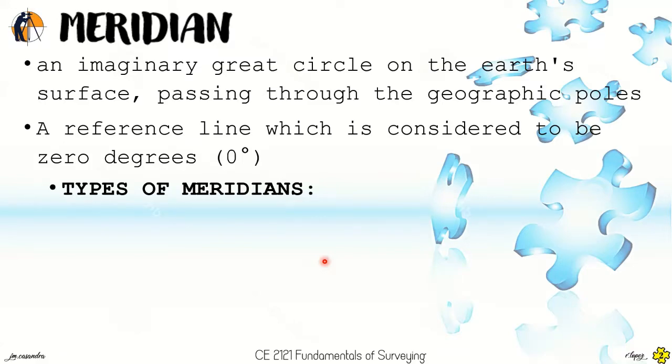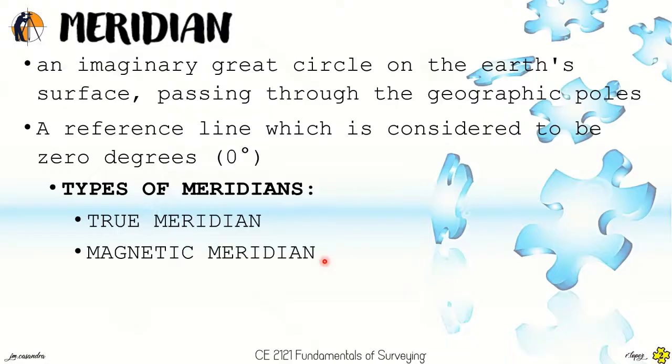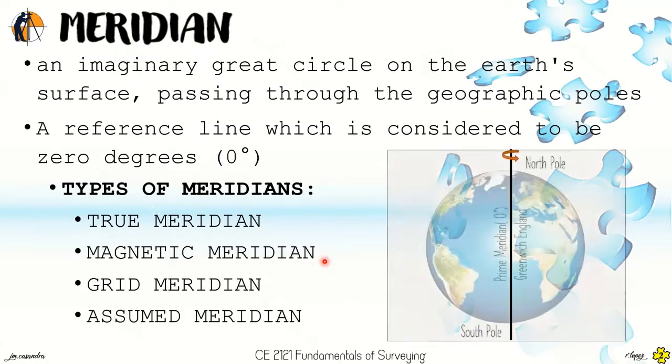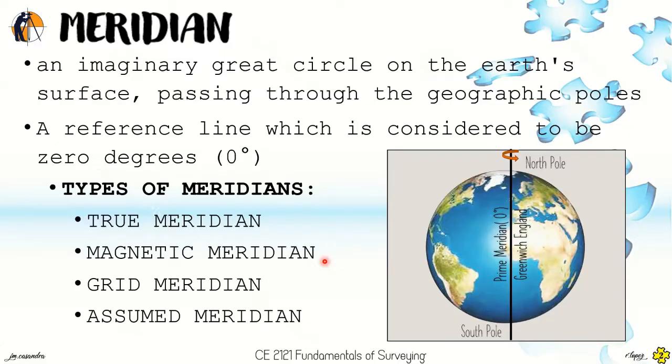There are 4 types of meridians: the true meridian, magnetic meridian, grid meridian, and your assumed meridians. The primary reference line we have at 0 degrees is what we call your prime meridian, which is located at Greenwich, England.